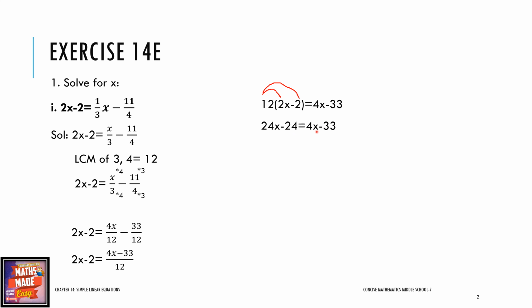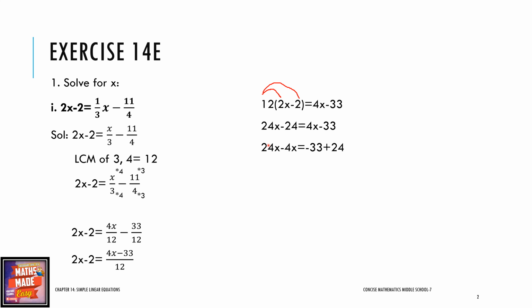We need to find the x value, right? So get all the x terms on one side and the numbers on the other side. So when this 4x goes to the other side, it becomes minus. Since it is plus over here, it becomes minus. 24x minus 4x minus 33. When this minus 24 comes to the other side, it becomes plus 24. One is positive, the other is negative.